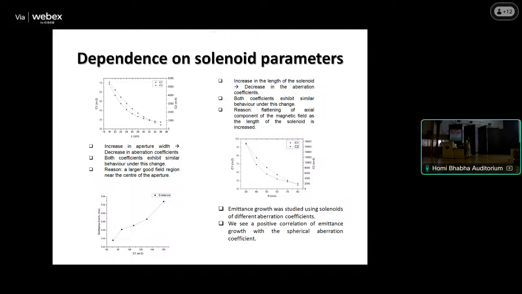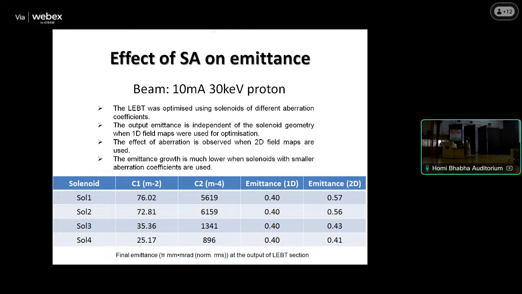He has studied 4 different solenoids. He has transported this 10 milliampere, 30 keV proton beam through this MEHPA-1 LEBT for 4 different types of solenoids. These are the spherical aberration coefficients, and these are the emittance values. For solenoid 4, which is of longer length, the emittance improves.